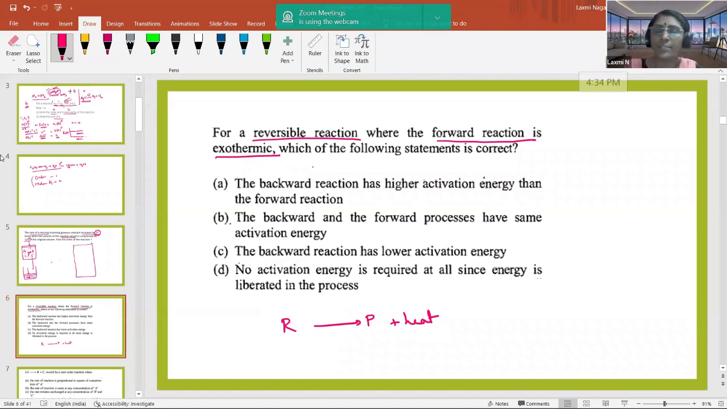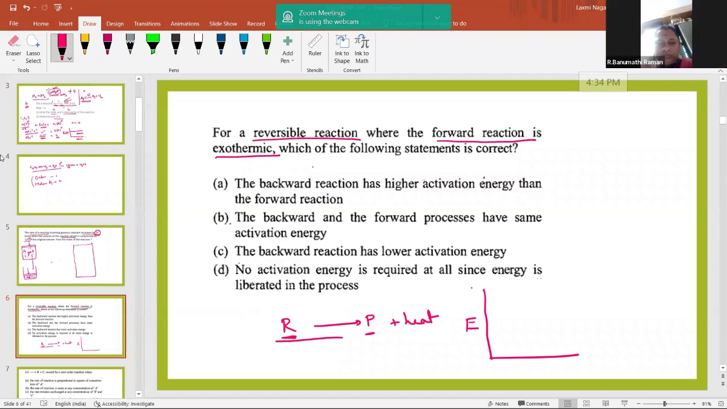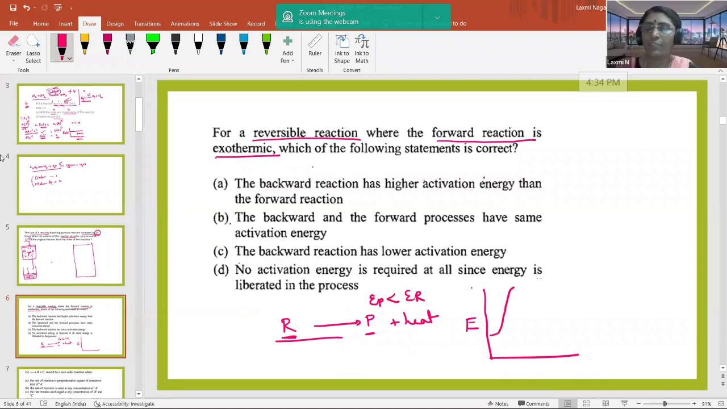If it is an exothermic reaction, at a glance the statements look a little confusing. So instead, if you can plot the energy diagram, it will help. Energy of the reactant, energy of the product. Since it is an exothermic reaction, the energy of the product must be less. So can we put the graph like this?